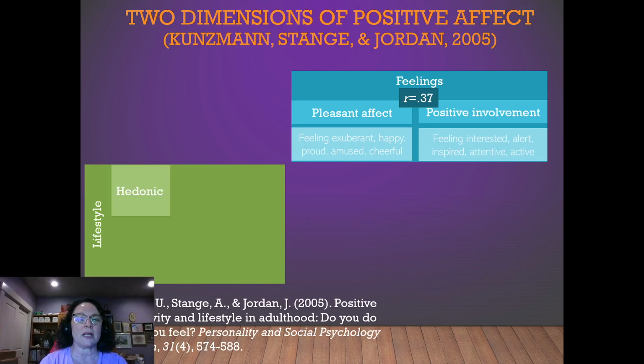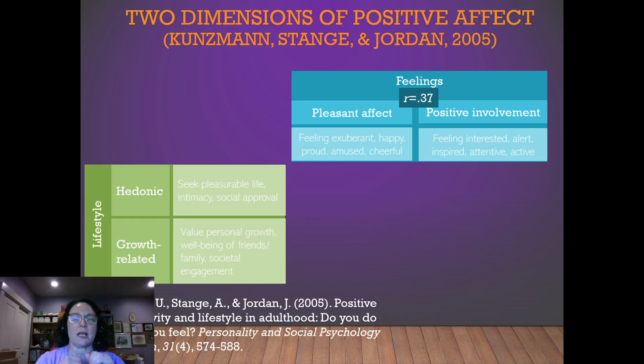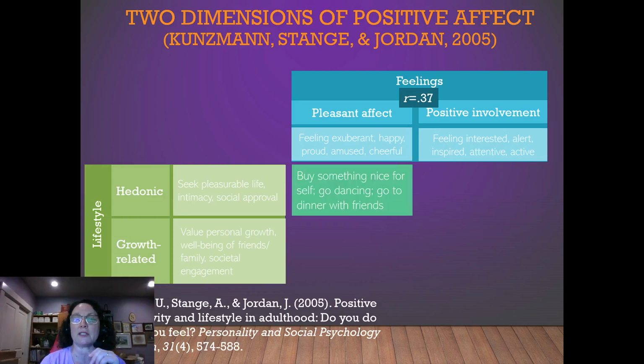Now, under lifestyle, there's hedonic lifestyle, which is where you're seeking a pleasurable life, right? You're seeking out intimacy, you're seeking out social approval. Some of the things that I had introduced in a previous lecture. And then there's growth related lifestyle factors like valuing personal growth, valuing the well being of your friends and your family, being engaged in your societal scenario, volunteering for things or participating in things, that kind of lifestyle stuff.